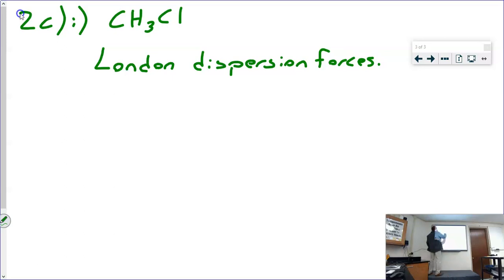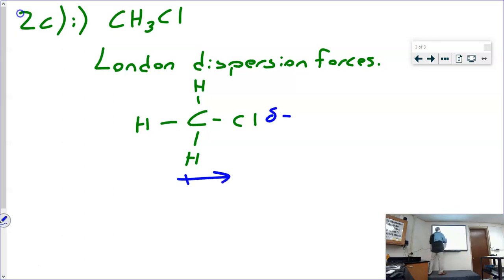Okay. Does it have others? Well, let's think about this. We would have a carbon in the middle, hydrogen, hydrogen, hydrogen, and then chlorine. This chlorine over here is more electronegative than the hydrogens are. And as a result, we would totally have a polar molecule. There would be a partial negative over here and a partial positive over here. This is polar.